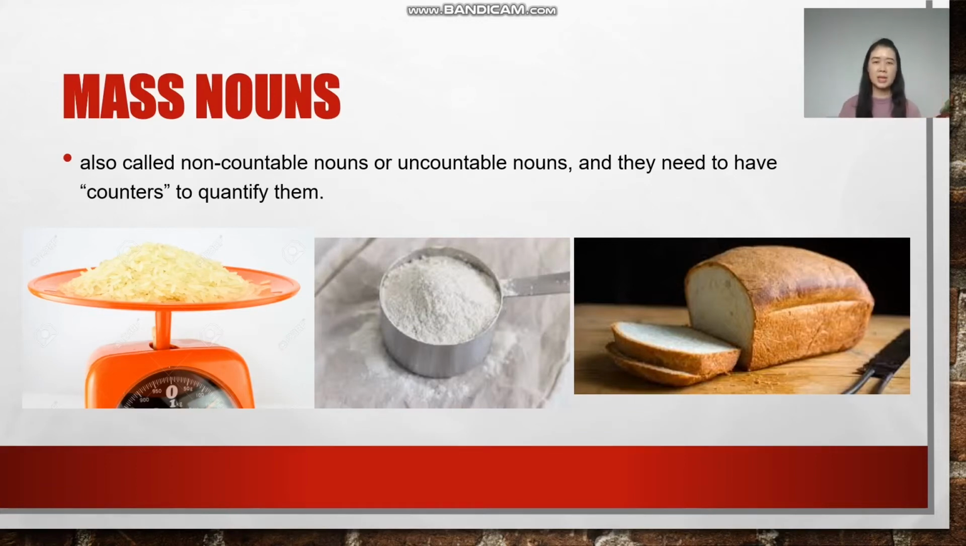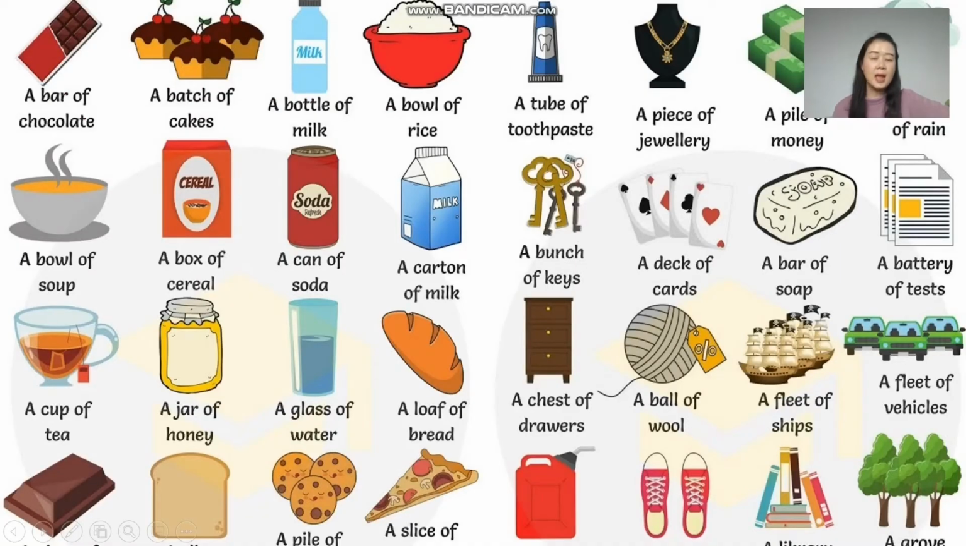So for the mass nouns or uncountable nouns, normally we are talking about the singular form only. But if you need to tell an amount of that noun, we need what is called counters to quantify or to tell the number, to tell the amount of them. Okay, I have more examples for you, like the word chocolate. We can say a bar of chocolate. We can have a cup of chocolate, probably. What about milk?